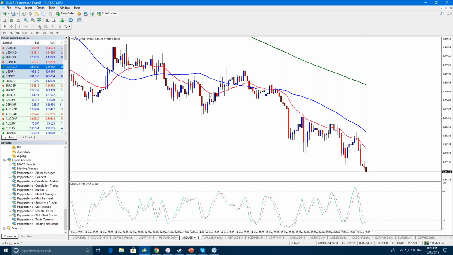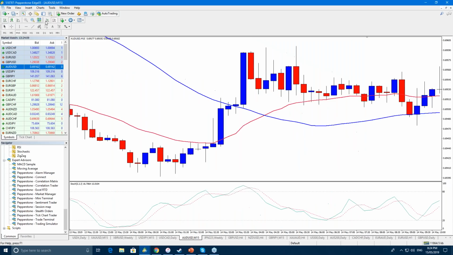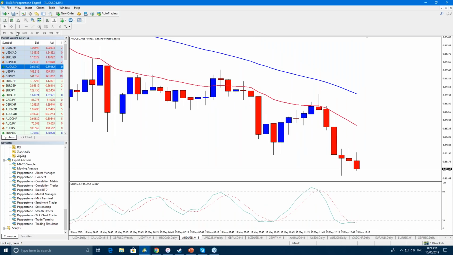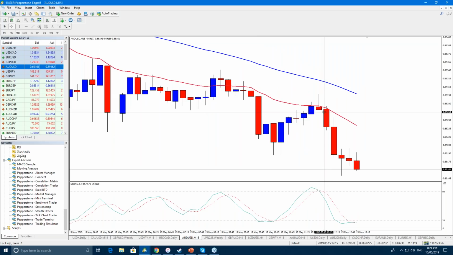And Mohammed has a question here. Do we wait for a confirmation candle after a shooting star to enter a trade? Great question. No, we don't necessarily need to do that. What you do want to do, though, Mohammed, is generally place a trade after it makes a new low.